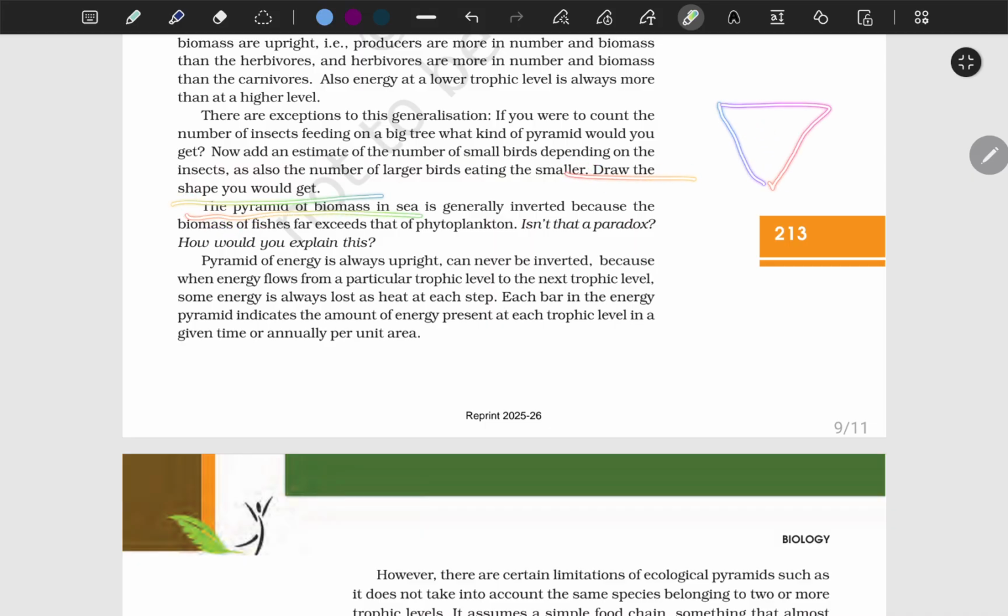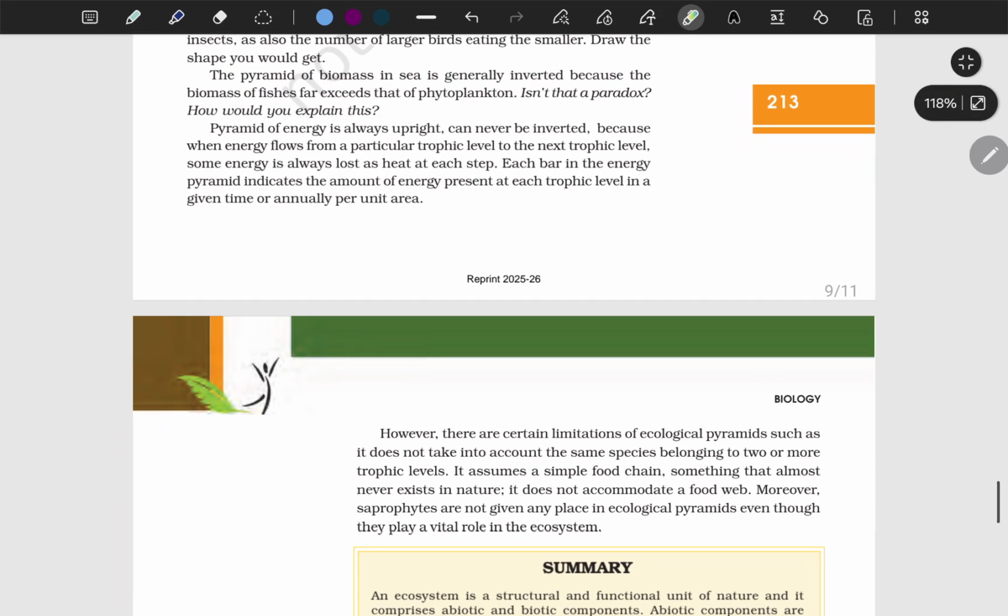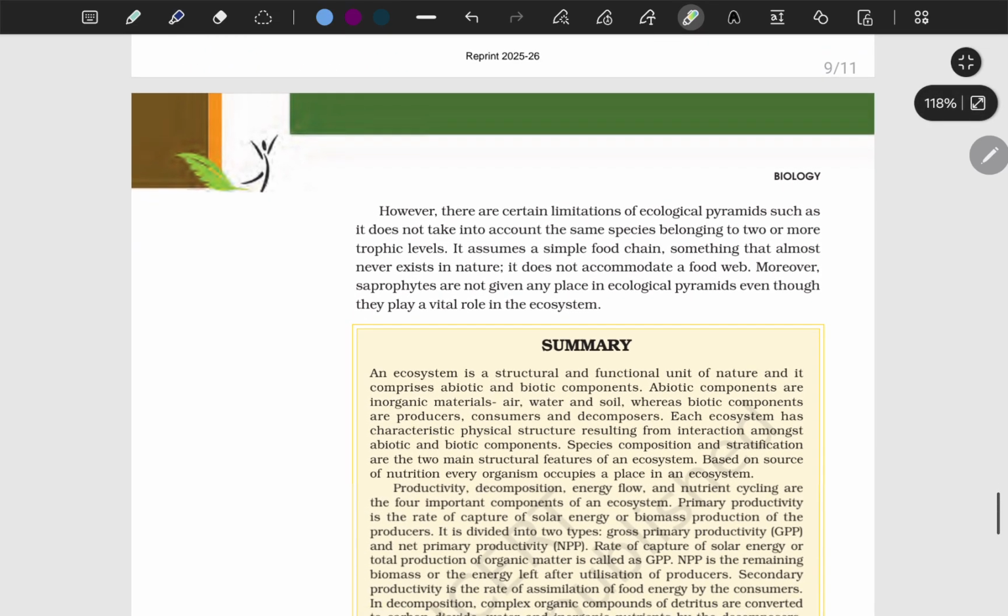The pyramid of biomass in the sea is generally inverted because the biomass of the fishes far exceeds that of the phytoplankton. So the pyramid of energy is always upright, can never be inverted, because when the energy flows from a particular trophic level to the next trophic level, some energy is always lost in each step. Each bar in the energy pyramid indicates the amount of energy present at the trophic level in the given time or annually per unit area.